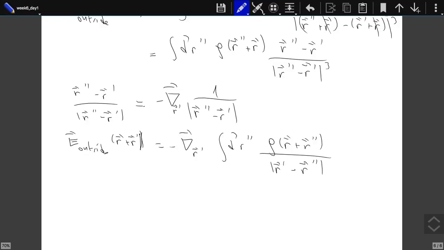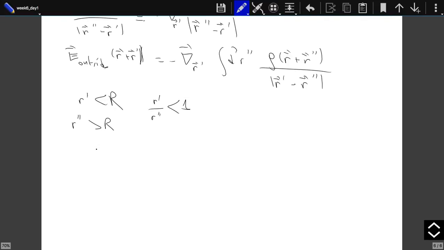Now the next thing we do: r prime is close to the center of my volume, so r prime is basically less than the radius of my sphere. And r double prime is outside my volume, so r double prime is the position relative to the center of my volume, and r double prime is larger than R. So r prime over r double prime is less than 1, and typically much less than 1.